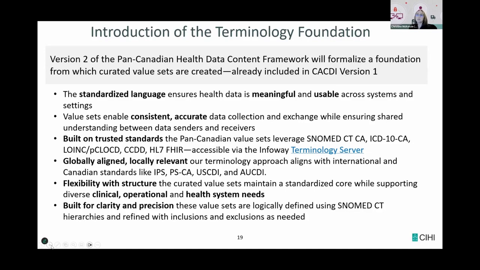So if you recall the 4 modules that Shannon talked about earlier, where CIHI is trying to inform different types of decision-making from the point of care and for secondary use of the information, we want to ensure that this is what we're achieving in the development of the content within the Pan-Canadian Health Data Content Framework, including the value sets. And then, of course, we want to make sure that it's built for clarity and precision.